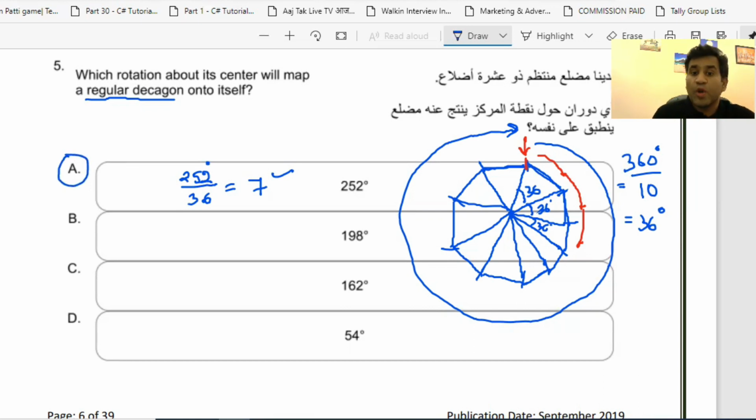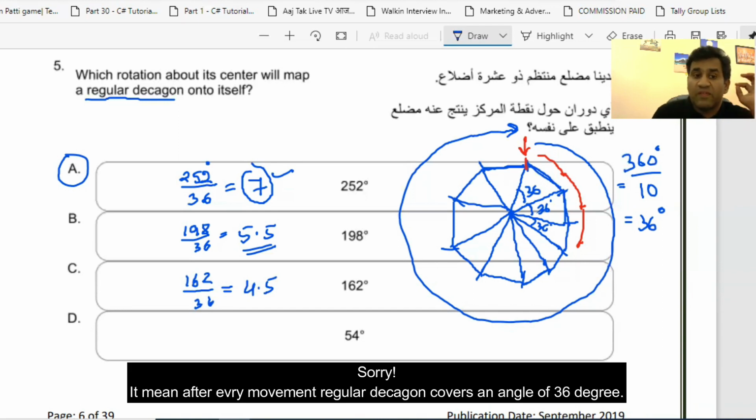Now you might be asking why I'm not going with B, C, or D. Look here, 198 divided by 36. What result do you get? 198 by 36 gives 5.5. This shows that your regular decagon has made 5 rotations, and at the sixth one it is just at the half, but we are looking for complete rotations. If you get an integer result, that indicates a complete rotation. If you do 162 by 36, you get 4.5, and so on. 54 by 36, again you get a decimal.